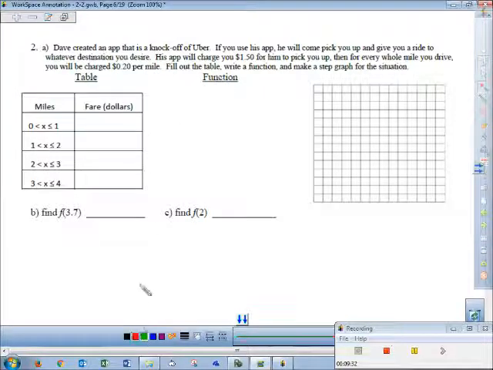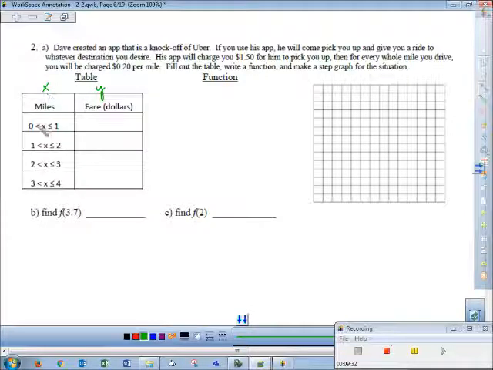Let's fill out the table here. So I've already kind of got the X and the Y labeled, like how many miles you have driven and what your fare is, that's the price of what you pay him. It's called a fare if you ever ride in a taxi or an Uber ride or anything like that.